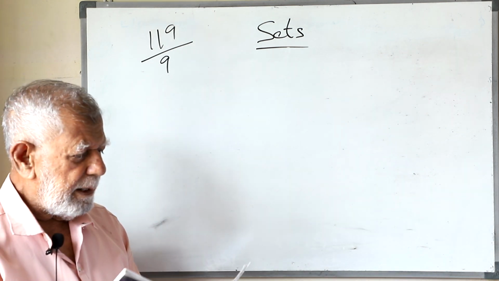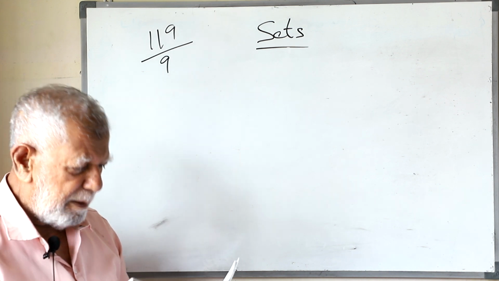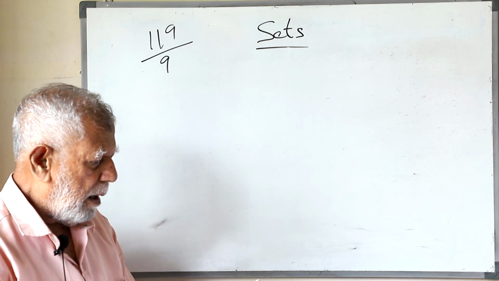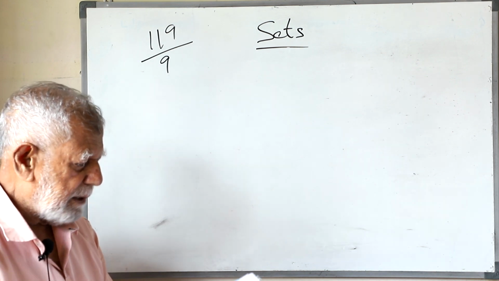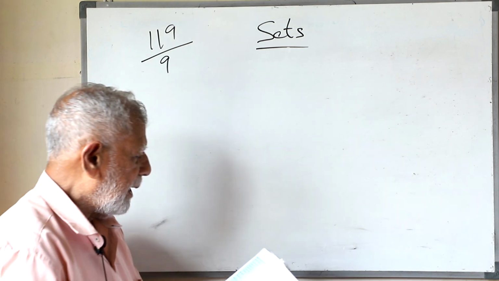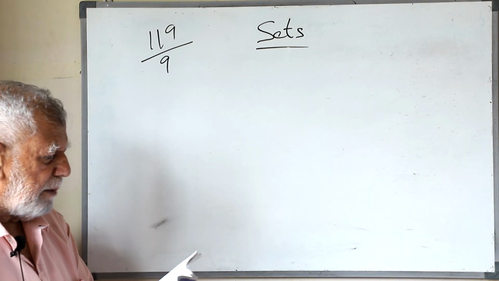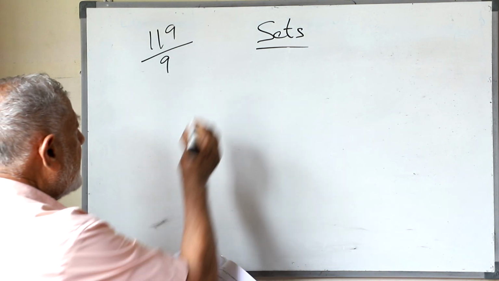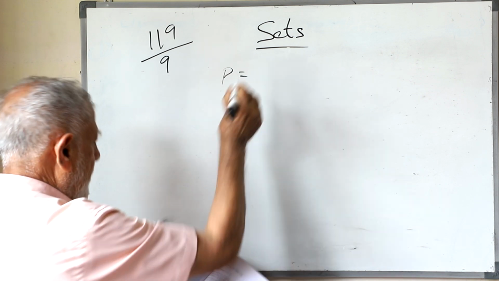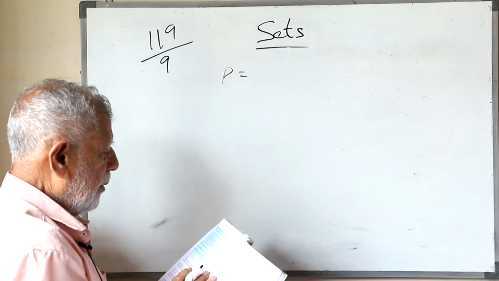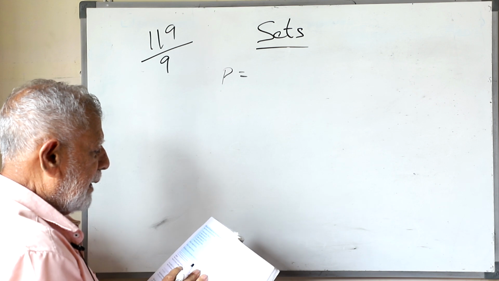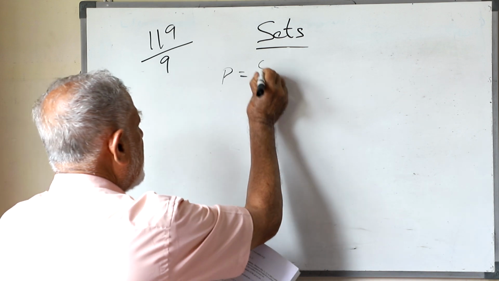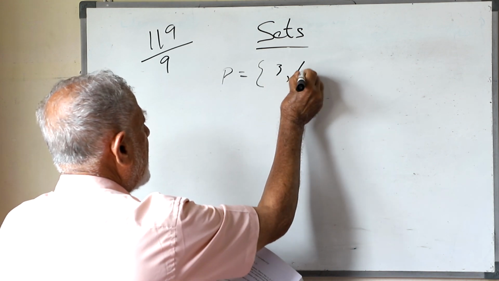Question number 2. Write each of the following sets in terms of their elements and then write all the pairs of equal and all pairs of equivalent sets. So first of all, you have to write the sets in terms of the elements. Now P is equal to positive multiples of 3 below 10. So positive multiples of 3 below 10 will be 3, 6, 9.